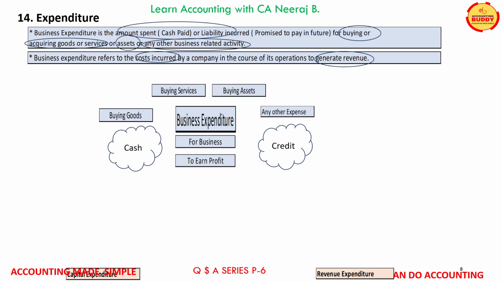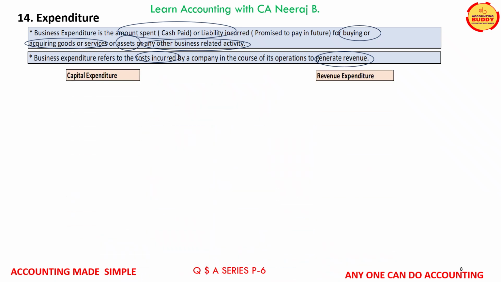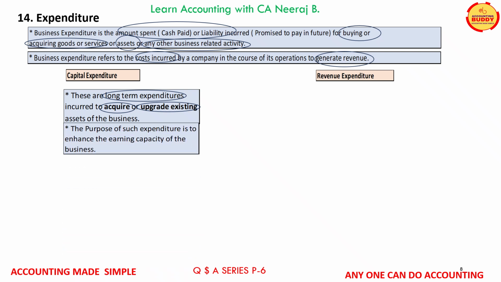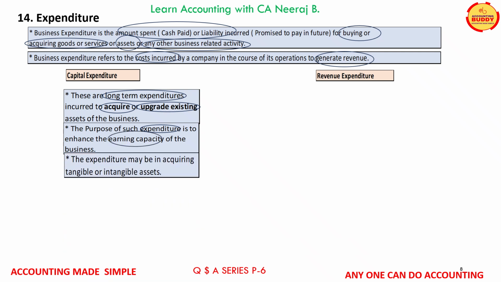Business expenditure can be of two types, capital expenditure and revenue expenditure. Capital expenditure means long-term business expenditure incurred to acquire new assets or upgrade existing assets of the business. Capital expenditure is incurred with the purpose of enhancing the earning capacity of the business. Capital expenditure may result in acquiring a tangible or an intangible asset. The benefit of capital expenditure is realized by the business over several years.